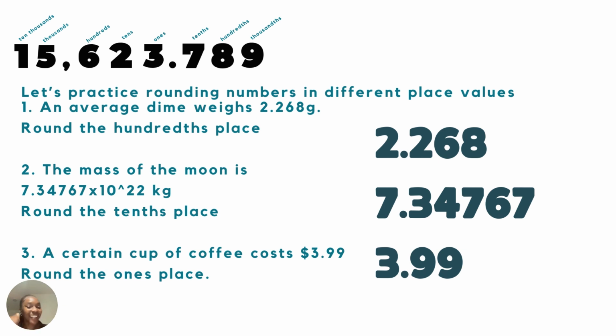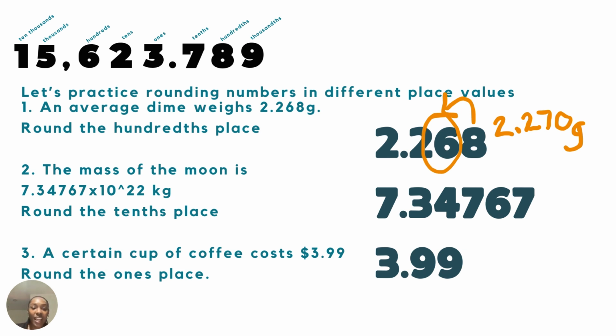All right, let's go ahead and check these problems. An average dime weighs 2.268 grams. Let's round this to the hundredths place. Remembering that anytime it says "ths", it'll be behind the decimal point. So this is going to be rounding that 6. Directly behind it is an 8, so we're going to round that up to 2.270 grams.